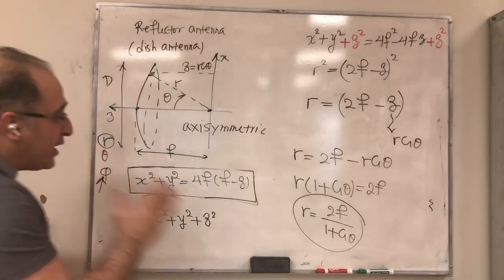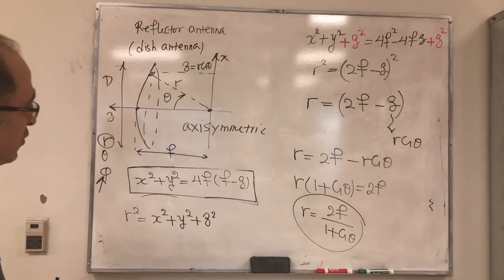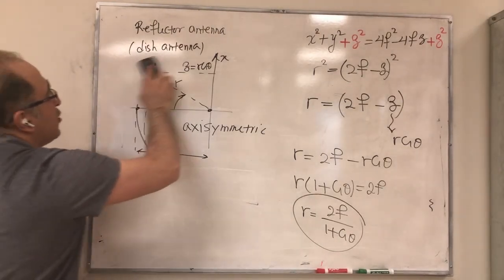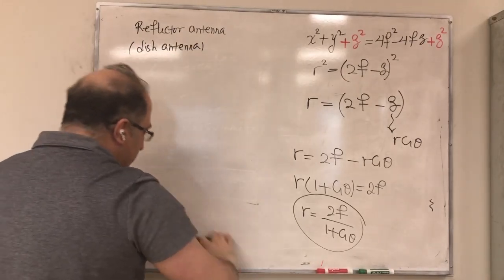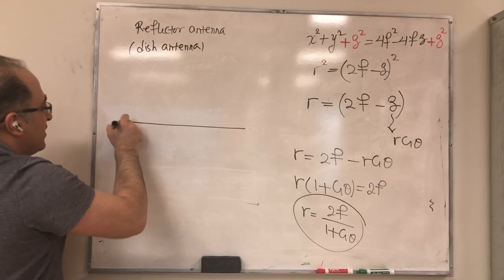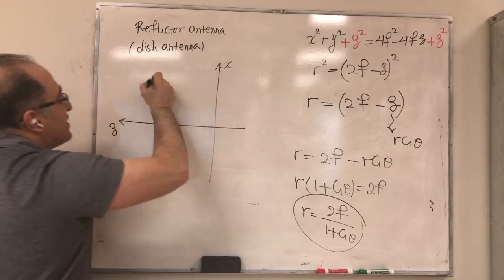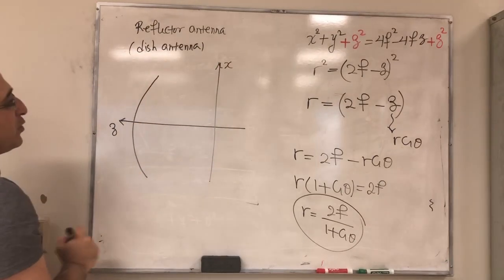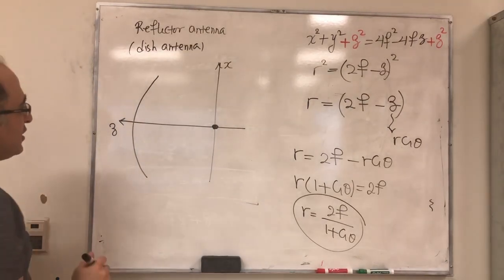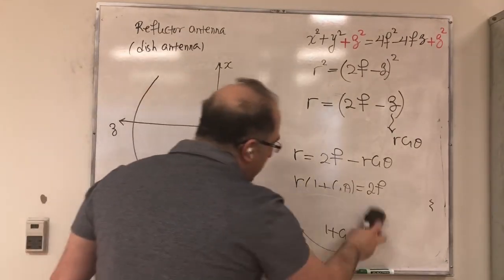Now let's focus on this and see the advantage of a reflector antenna. Let me remove this, and now I'm going to go to that equation. Again, assume that this is my z-axis, this is my x-axis, and this is my reflector. This is my focal point, which coincides with the origin. Now I'm going to pay attention to this equation. Let me write it here.